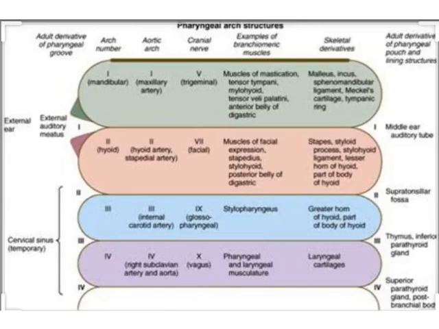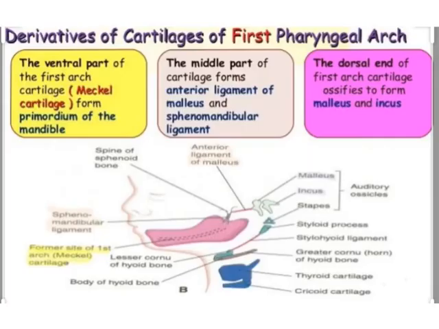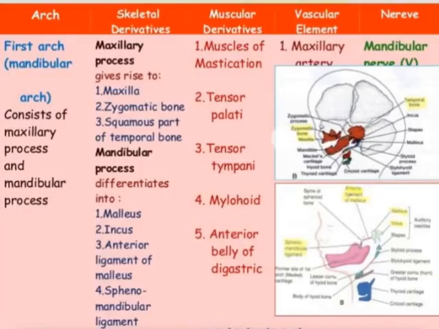Arch 1 develops into the bilateral maxillary and mandibular processes. Within this arch the mesodermal cells create the masseter muscle, the temporalis muscle, the lateral pterygoid muscle, the medial pterygoid muscle, the mylohyoid muscle, the anterior body of the digastric muscle, the tensor tympani muscle, the tensor veli palatini muscle.